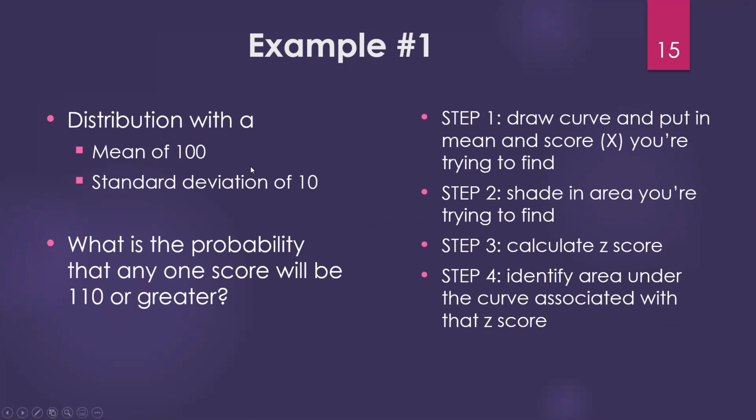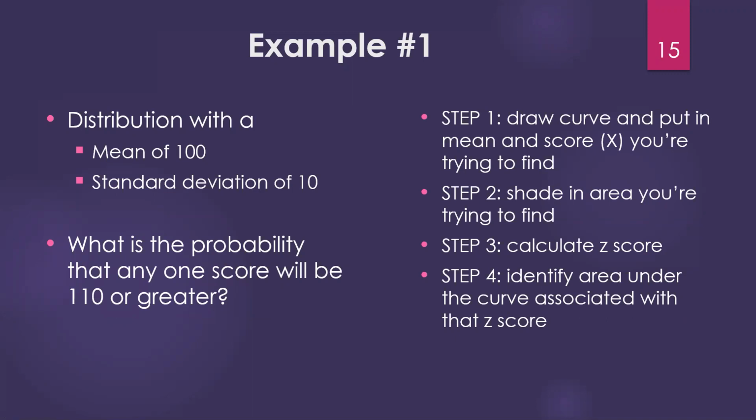So when we do the problems in this chapter, I will always give you, in a given example, what is the mean and what's the standard deviation. And then I ask you, what's the probability that any value will be somewhere under that normal curve? So this first practice problem is, we have a distribution with a mean of 100 and a standard deviation of 10.